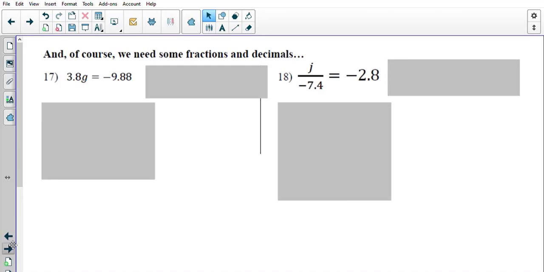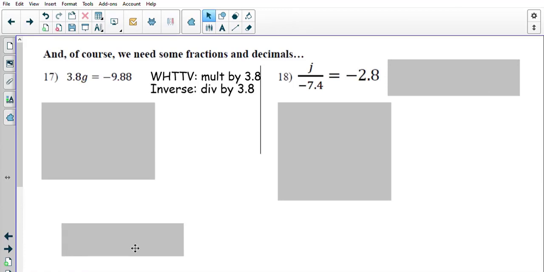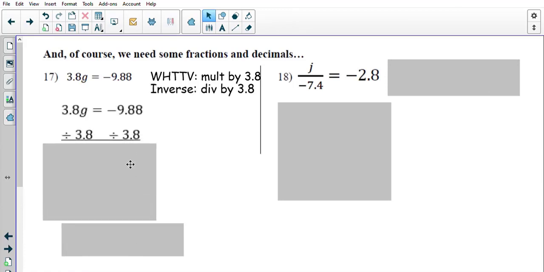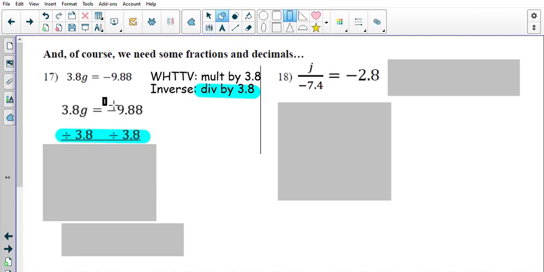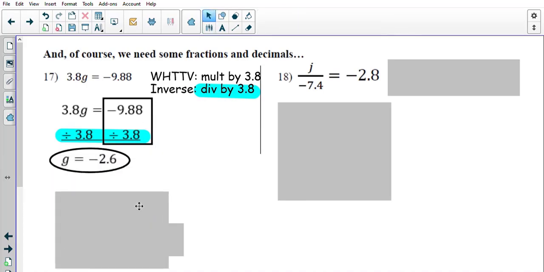What's happening to the variable g? Well, we're multiplying by 3.8. What's the inverse of multiplying by 3.8? It's to divide by 3.8. Let's show that once on each side of our equation. So what are we going to plug into our calculators? Well, you're going to plug in negative 9.88 divided by 3.8. That's going to get us g equals negative 2.6.